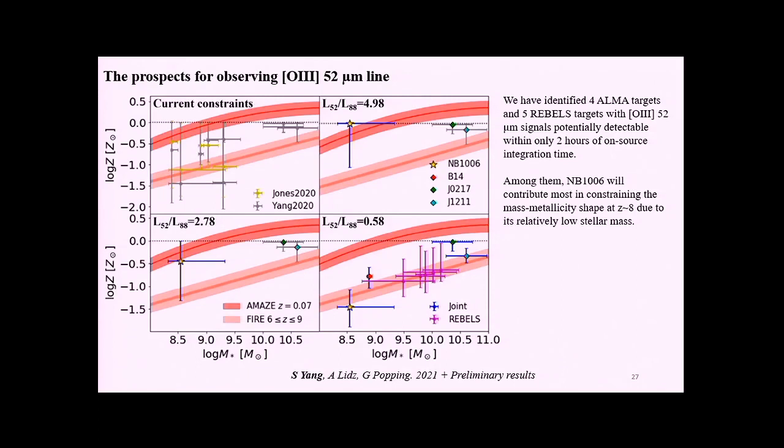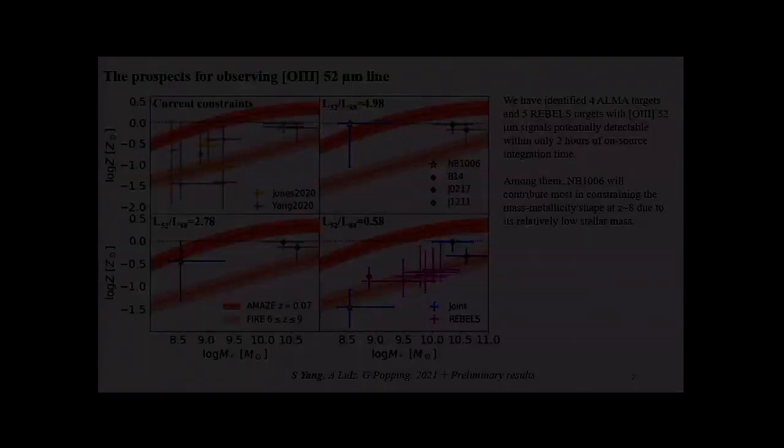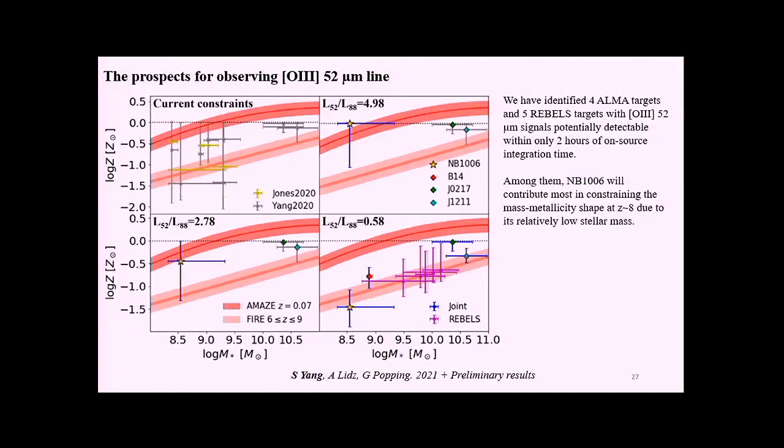In the upper right, bottom left, and bottom right figures, I show the forecasted metallicity constraint jointly by the O III 88 and the 52 micron line measurements. Those three figures correspond to the high, intermediate, and low H II region gas density scenarios, and to high, intermediate, and low 52 to 88 micron line luminosity ratios. From those three figures, we see that among those four targets, the NB1006, highlighted by the yellow star, contributes most in constraining the shape of the mass metallicity relation at high redshift due to its relatively low stellar mass.